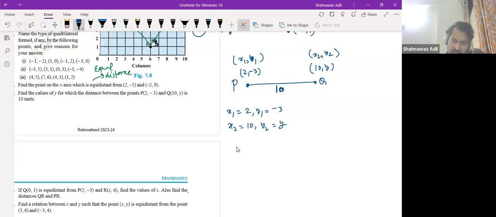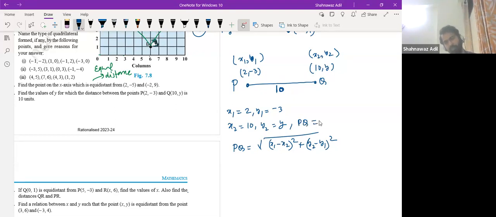And from the distance formula, what would be PQ? PQ would be the root of x1 minus x2 whole square plus y2 minus y1 whole square, right? So what are the things that you know? You also know what PQ is. PQ is 10 units, so all these values you have to put in here.